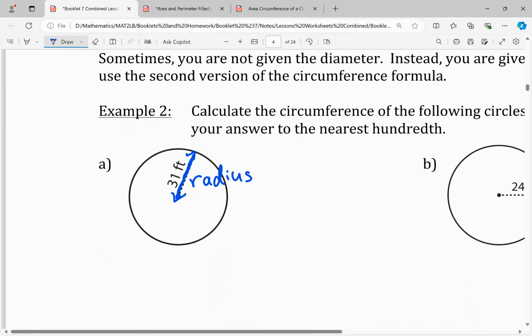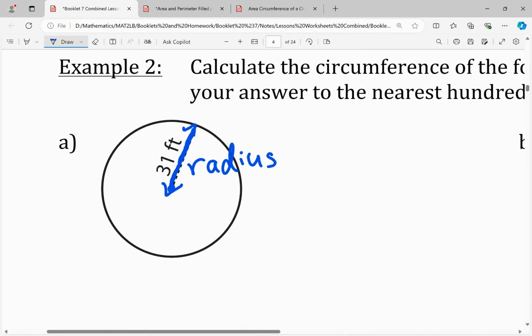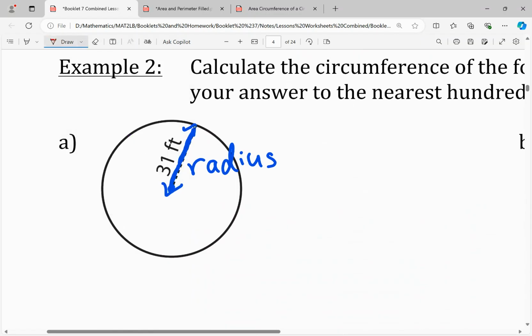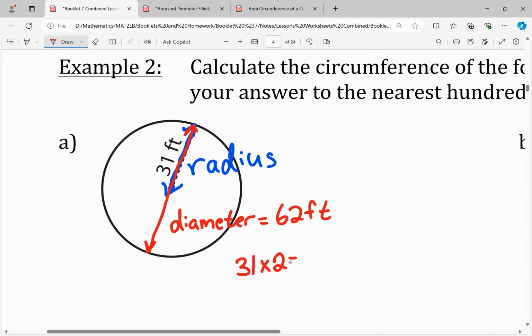Similarly, if I look at this example down here where I give you the radius and I ask you for the diameter, you can find that because the diameter is the radius, but double it. We go all the way to the other side. You can see here it's twice as long. So the diameter would equal 62 feet here. How do I know that it's 62? I just took 31 and I doubled it. I multiplied it by 2 to get 62 feet.